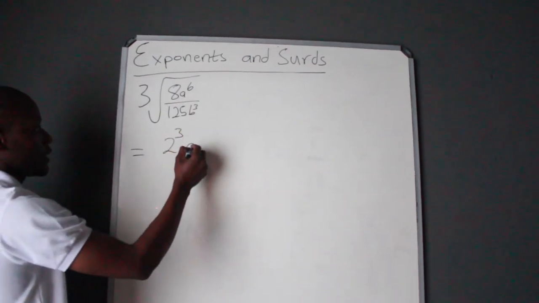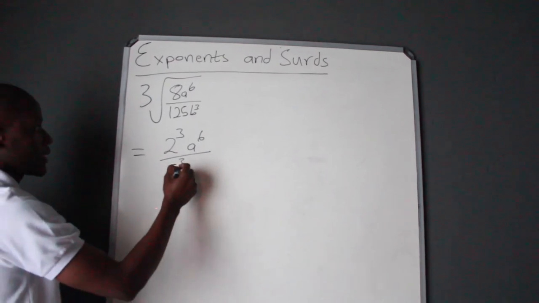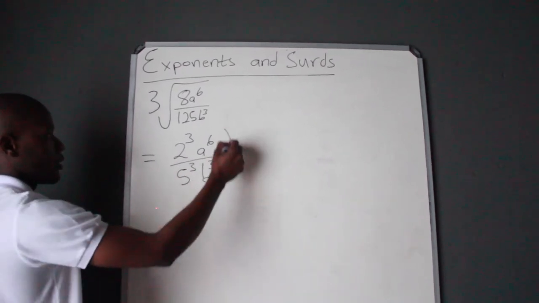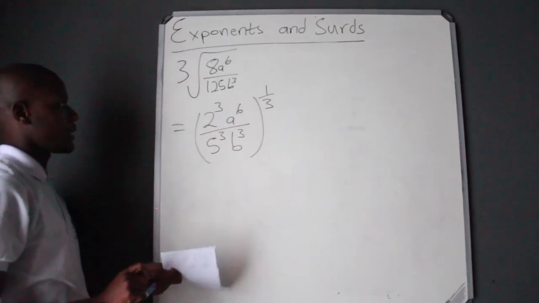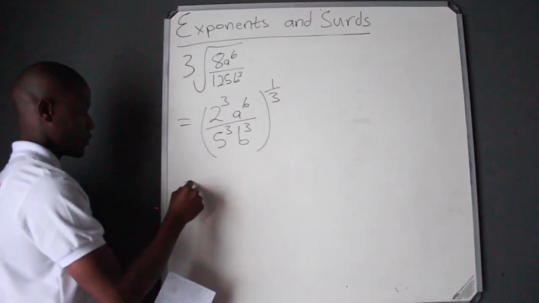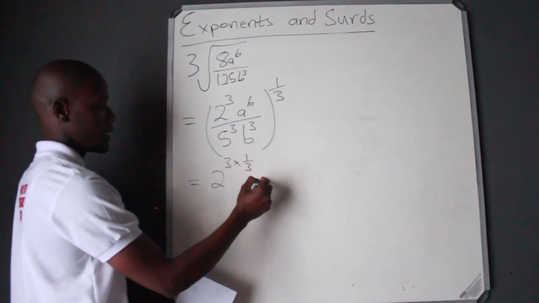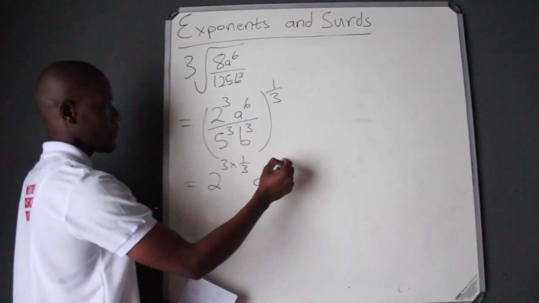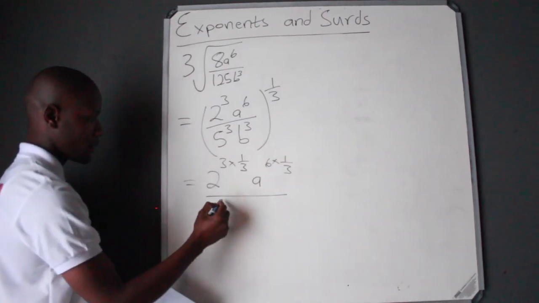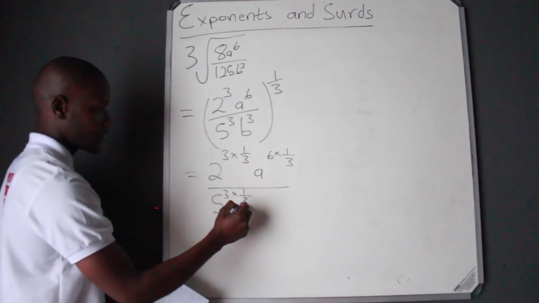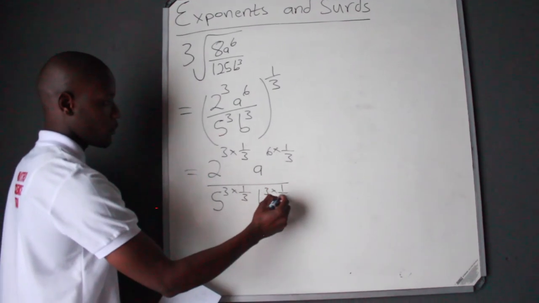Cube root of 8a to the power 6 over 125b cubed is going to be 8 is 2 to the power 3, a to the power 6, all over 125 is 5 to the power 3, b to the power 3, all raised to the power 1 over 3. So we multiply exponents. It's going to be 2 to the power 3 multiplied by 1 over 3, a to the power 6 multiplied by 1 over 3, divided by 5 to the power 3 multiplied by 1 over 3, b to the power 3 multiplied by 1 over 3.